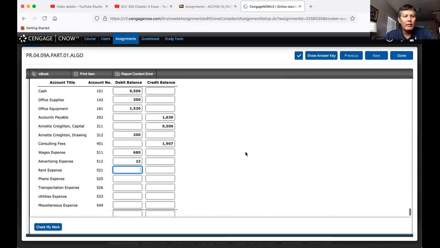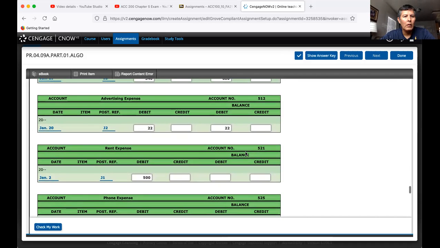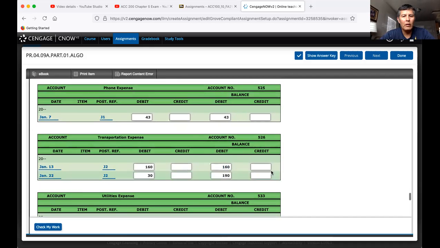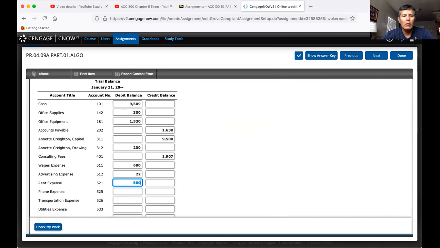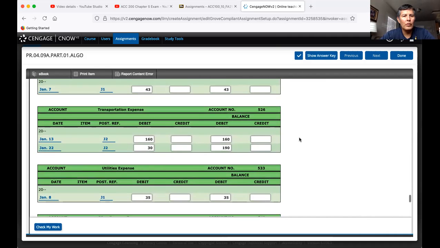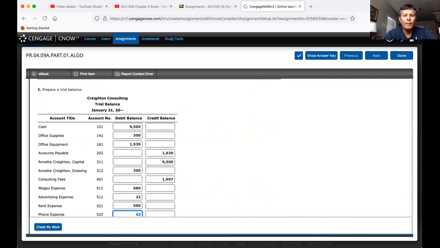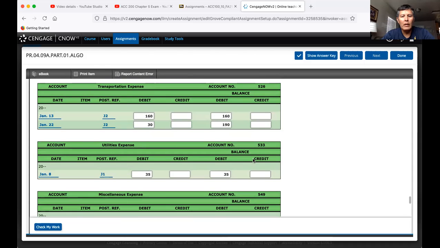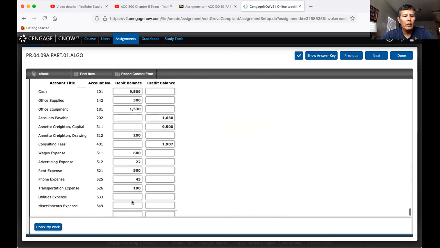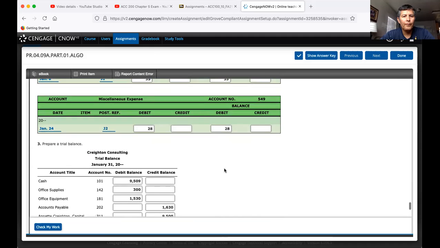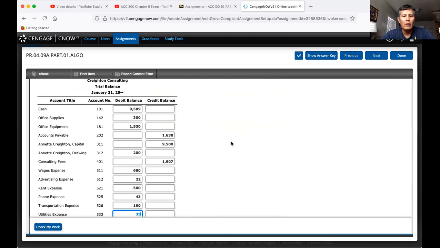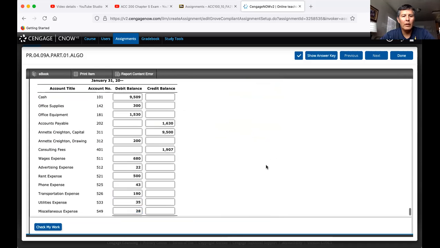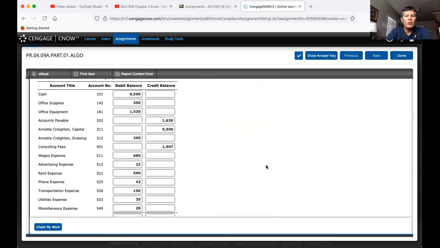Okay, now we're going to rent expense. Oh, look at the 500. We gotta put 500 here because that's our balance. 500 rent expense. Okay, and then phone expense, almost done. 43. And we're going to go to our transportation expense, transportation 190. Now we're going to go to our utilities expense, 35. We're going lastly to our miscellaneous expense of 28. Okay, now getting close, getting close.